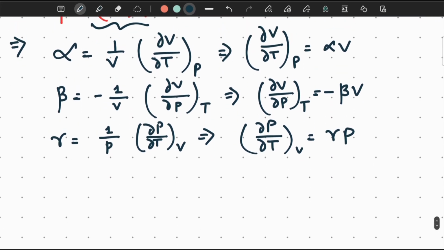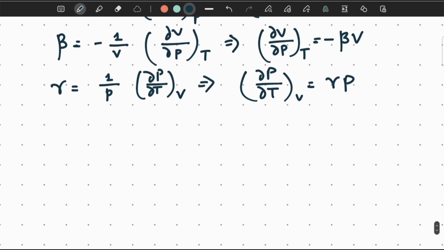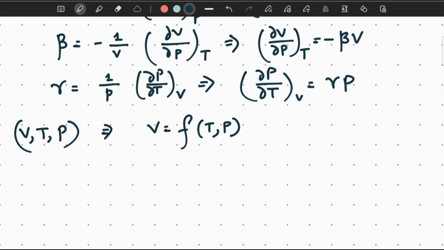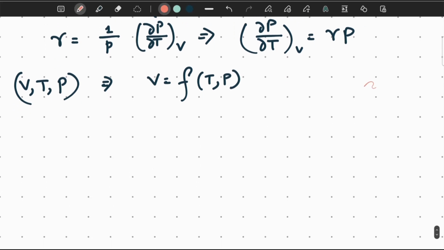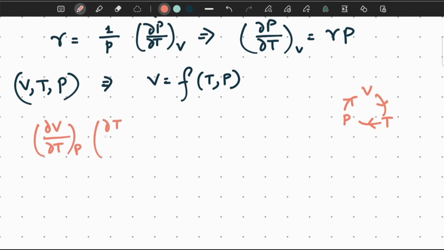So now from here, what is the cyclic rule we can formulate? You can see here there are three variables, V, T and P. So we can write V as a function of T and P. If this is true, then what will be our cyclic rule? We know that we have to write it this way. So the cyclic rule will be del V del T at constant P, then del T del P at constant V, del P del V at constant T, equals minus 1.